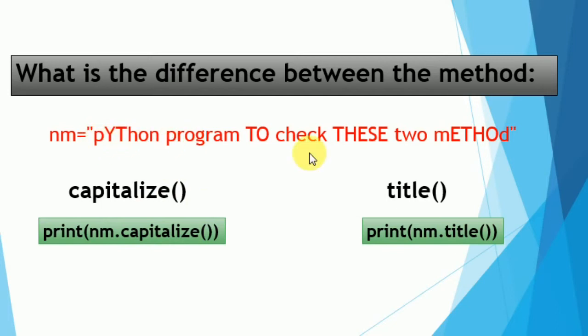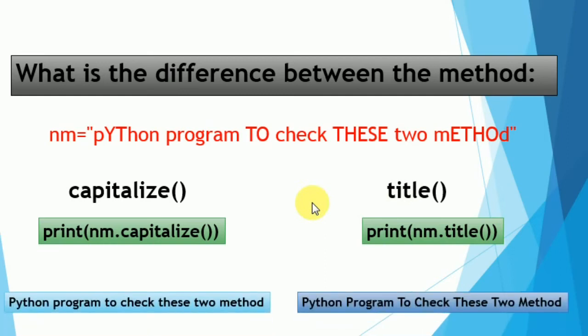But when a string is given with many words, what will capitalize display, and what will title display? When we use capitalize, it only capitalizes the P, and all the other characters are small letters. But title is used to capitalize the first character of each word. Python P, program P, to T, check C, these T, method M. It will show you output like this, given at the bottom. I am going to show you this practically also.